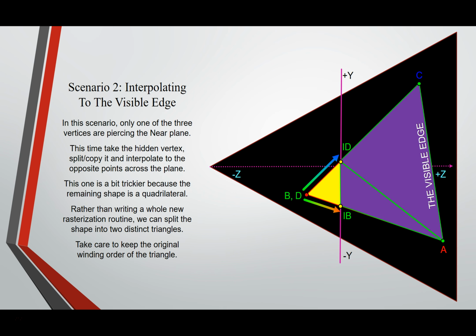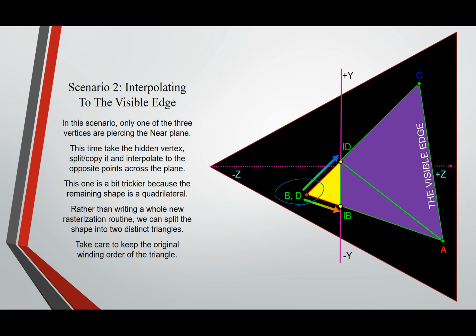So let's take a look at this one. Instead of taking the 2 vertices and interpolating to the opposite edge, essentially you're going to take the single vertex, the hidden vertex, and duplicate or copy it. In this case, you see I've taken B, I copied it into D as well, and then we interpolate those 2 points across so they intersect the near plane. And once again, this is the same technique as before that we used for the lines and in the prior case.